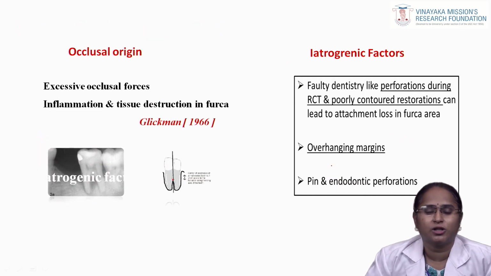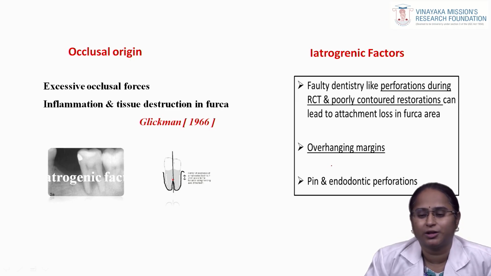Next, occlusal forces. Because of excessive occlusal forces, inflammation and tissue destruction will happen in the furcation area. In the case of iatrogenic factors, faulty restorations, perforations during root canal treatments, overhanging margins or poorly contoured restorations lead to attachment loss in the furcation area.